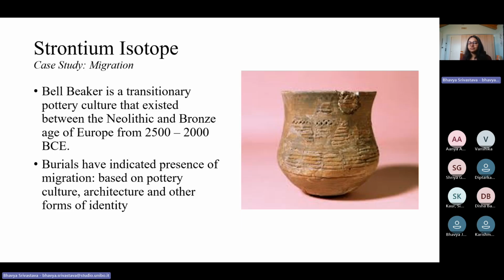Now, Bell Beaker, this is a Bell Beaker, by the way. This kind of pottery is called Bell Beaker, and Bell Beaker was a pottery culture that existed between the Neolithic and the Bronze Age of Europe, so around 2500 to 2000 BCE. Before any sort of DNA analysis, before any sort of isotope analysis, when archaeologists looked at the burials and the associated archaeology, that is all the burial goods, they said that, oh, these people are very different from the pre-existing Neolithic people that were there in Europe. So is there a possibility of migration? So migration or diffusion was suggested, but it was not verified by any other source.